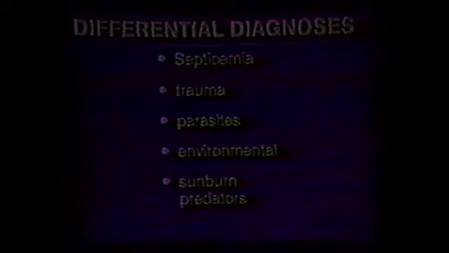Some of the differentials that you may consider when you're looking at an erosive or ulcerative condition include septicemia, trauma, parasites. These can be protozoal as well as metazoan, and I have representative examples of both, and certain environmental conditions. One of them would be sunburn, and this may seem somewhat peculiar knowing that UV light doesn't penetrate that deep in the water column, but it turns out that in areas where they've introduced rainbow trout, such as in South America, in order to find habitats that are cool enough for the fish, they need very low water temperatures.